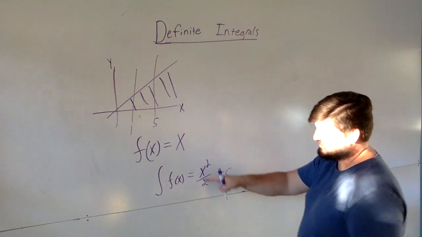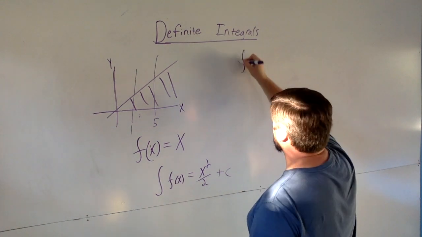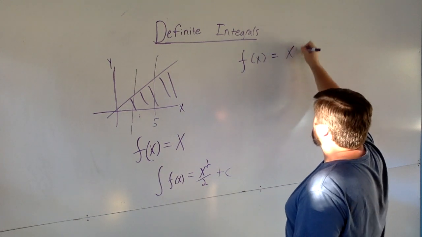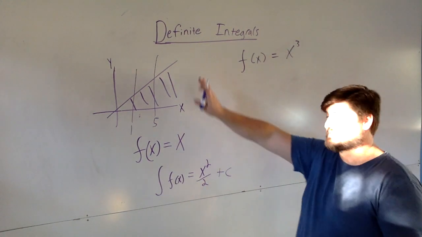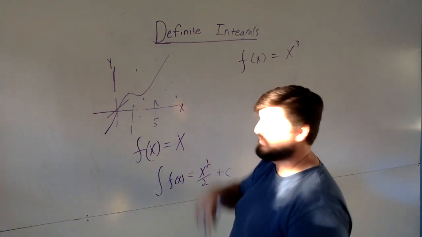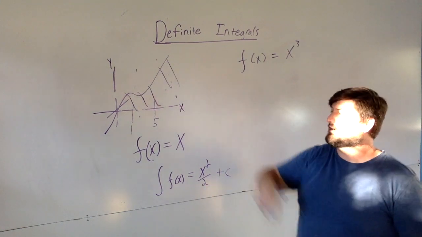So if you have this function, first off you need to find out what the integral is, and we've done that, okay? But let's come up with a different function. Let's say our function is x cubed, okay? It has nothing to do with this anymore, okay? Entirely new thing. You got some kind of a crazy thing like this. You want to know what the area under the curve is, right?